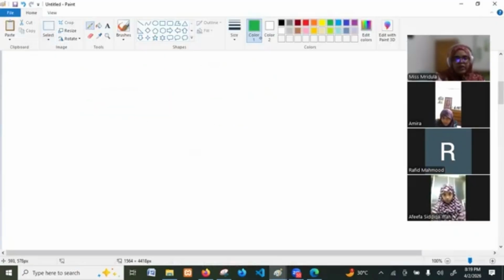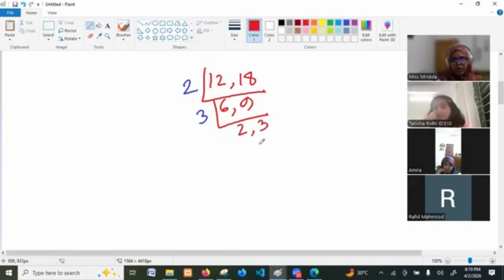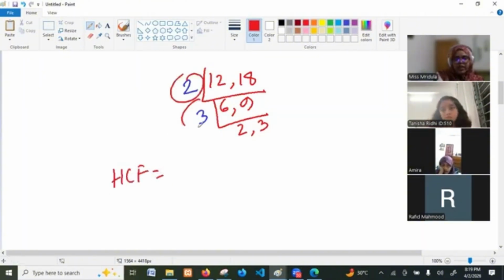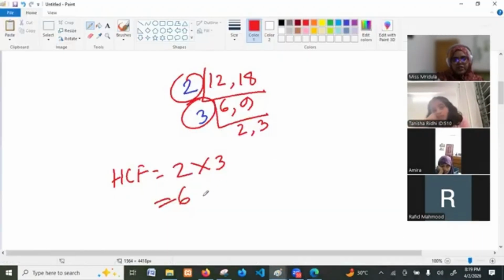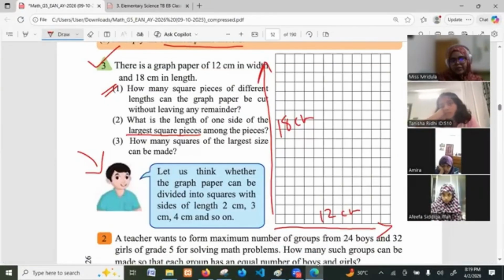So let's do that. We have 12 and we have 18. Okay, so first number, what can we take as a common divisor or a factor? 2. Okay, we will get 6 and we will get 9. Then what we can take? 3. 3, very good. 3 2s are 6, 3 3s are 9. Can I take any more? No. So we will get the HCF, only the left number. So 2 times 3 is equal to 6. What should be the unit? Centimeter. Okay, so 6 centimeter will be the largest square piece among the other pieces.